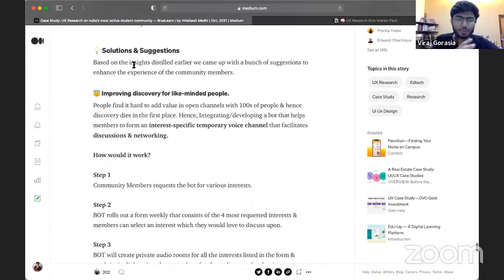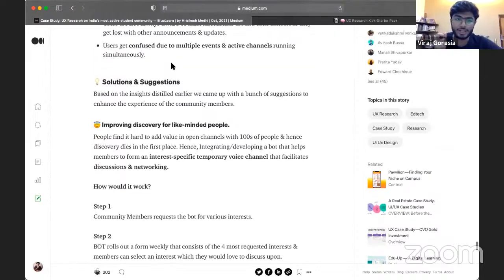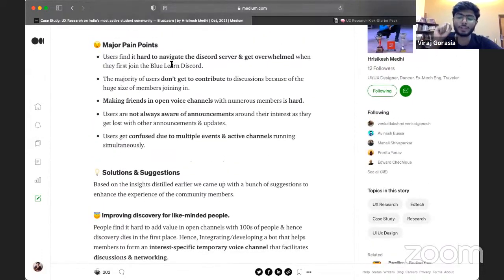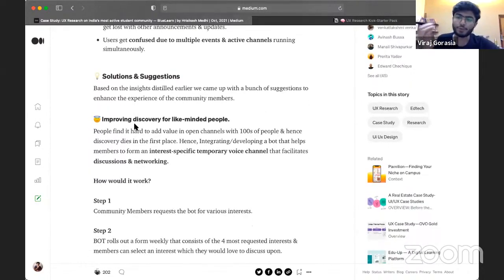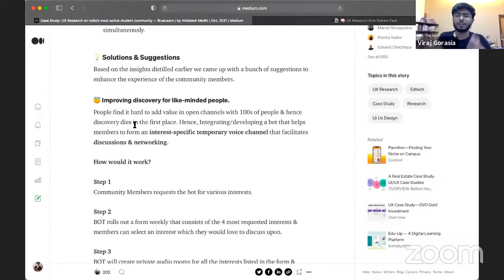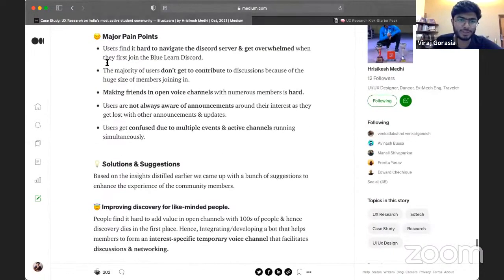Last step, solutions and suggestions. Just to point out, solutions and suggestions is not a part of a researcher's job, but if you are a researcher and you're pointing out problems, you should always know how you could point out solutions for that. Generally, in a company, you give the pain points to the team, and people at the top, like the head of design or the founder or maybe the stakeholders, try to find solutions and suggestions amongst the top team. As addressed in one of the points here, users find it hard to navigate.